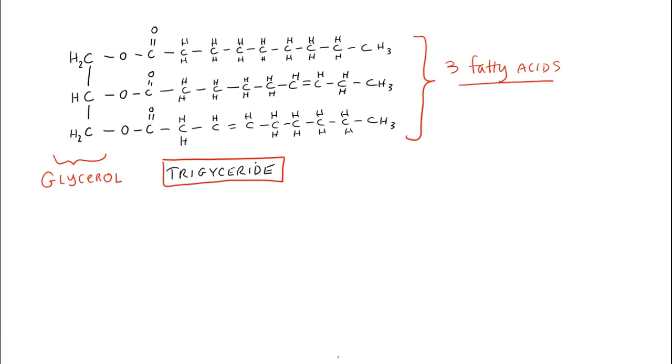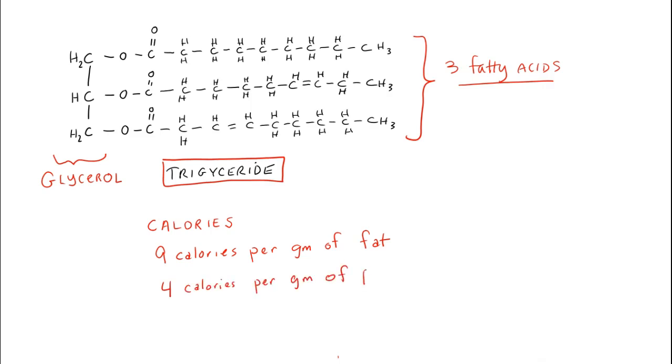Energy is expressed as calories. And we get about 9 calories per gram of fat, but we only get about 4 calories per gram of protein or carbohydrate. So if calories indicate the amount of energy that you get from a molecule, you get over double the amount of calories from a gram of fat as you get from a gram of protein or carbohydrate. And that's why our body stores fats for energy.